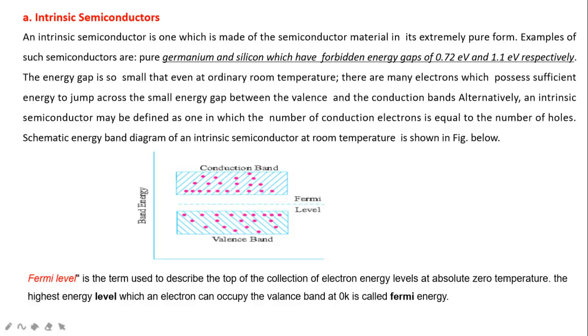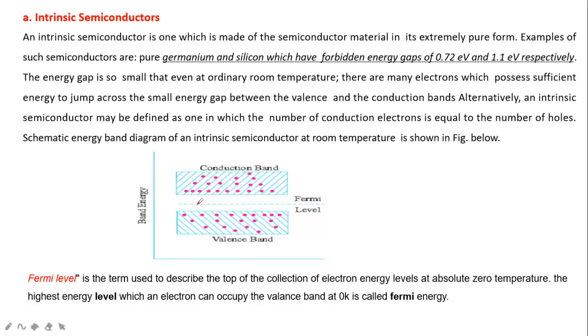And these energy gaps are so small that even at ordinary room temperature, there are many electrons which possess sufficient energy to jump across the small energy gap between the valence and conduction bands, from here to here, because this gap is too small. Alternatively, an intrinsic semiconductor may be defined as one in which the number of conduction electrons is equal to the number of holes. Like if we have 5 electrons, there should always be 5 holes, then that is a pure or intrinsic semiconductor.